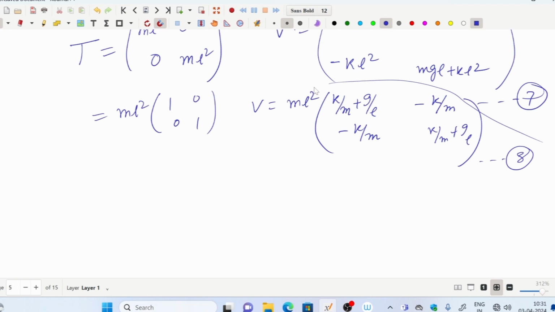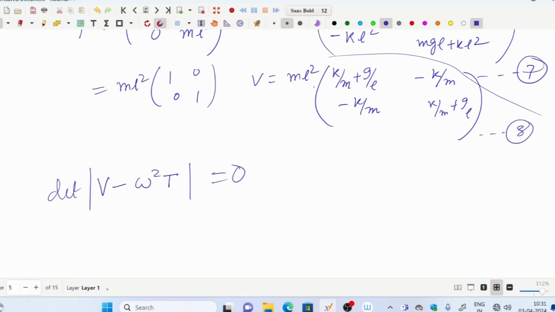Okay. So now if I put the condition, remember the condition, determinant of V minus omega square T equal to 0. So if I put this condition and take m L square outside, I have m L square times V matrix minus omega square T. Okay.